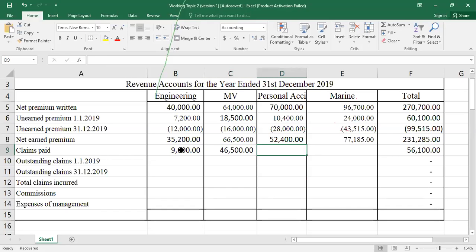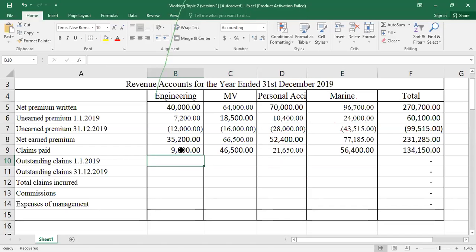For the personal accident, we have 21,650. And then for the marine, we have 56,400, right? Then from there, we have the outstanding claims as at the start of the year, on 1st January 2019. And the figures are stipulated there.